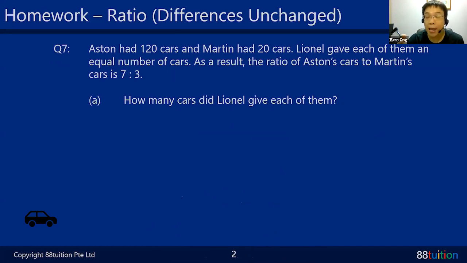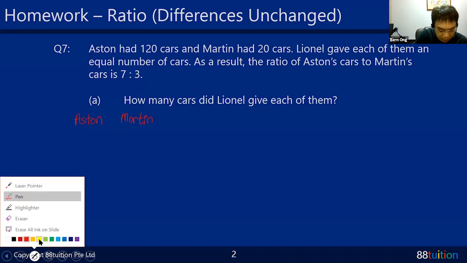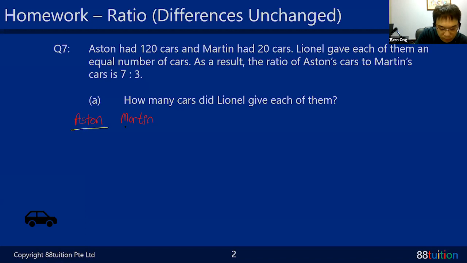So down here, Ashton had 120 cars. Let me try to summarize the story a little bit, the clue. So we have Ashton. Hey, this is not the restaurant, Ashton. And we have Martin. Can you all see? Let me change the color. I got some feedback saying that red cannot be seen well. Let me change to yellow. So Ashton, the actual number of cars is what? 120 cars.